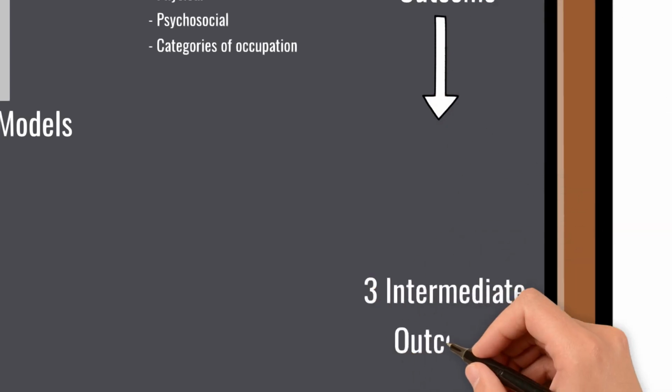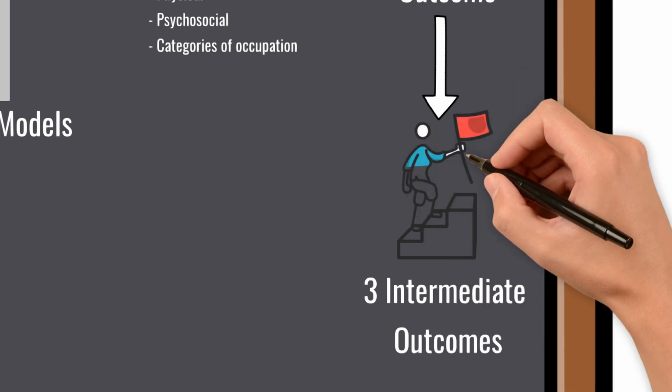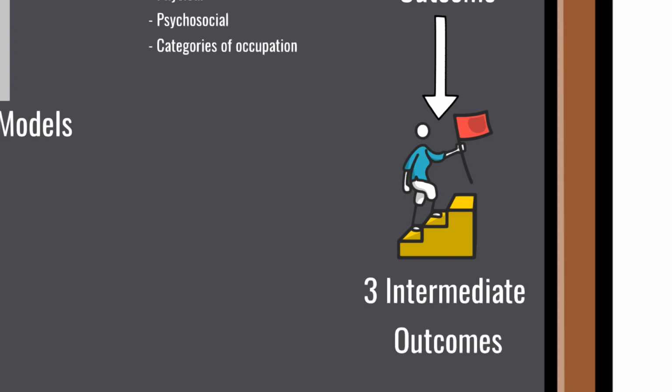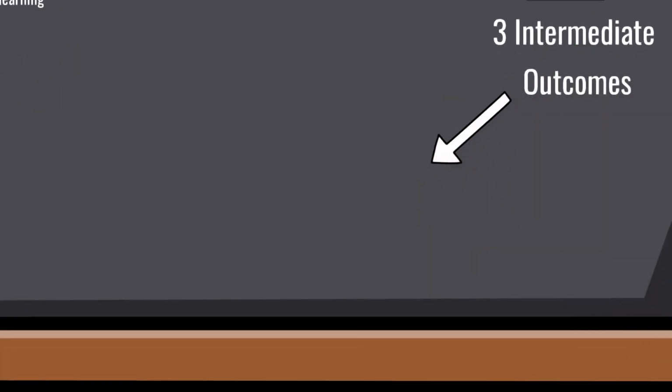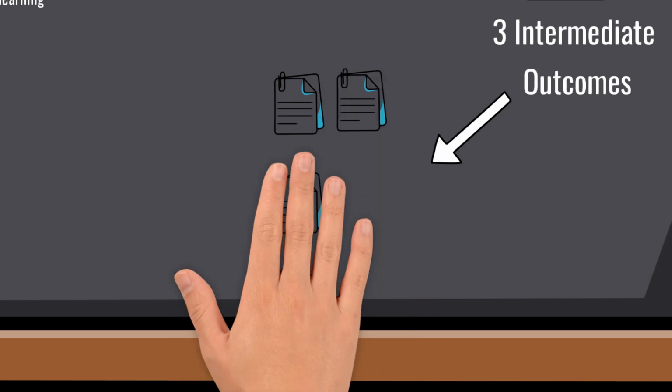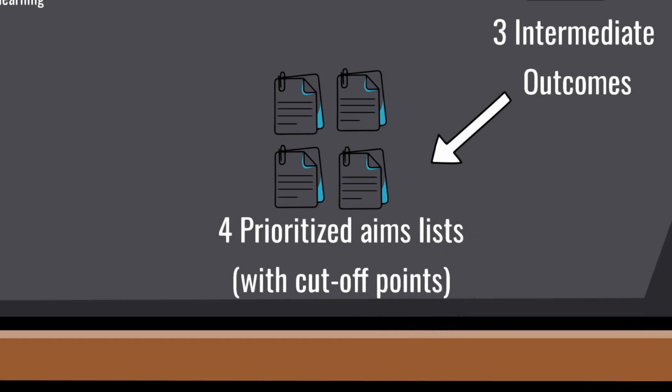Intermediate outcomes are shorter term goals that are steps towards achieving that long-term outcome. Intermediate outcomes are typically formulated for the period of fieldwork, and each intermediate outcome is only focused on one category of occupation. So, for example, bathing or functional mobility or work. Once the student is able to formulate three different intermediate outcomes that should be achieved in four weeks' time, they can then reprioritize each of these lists from most important to least important.